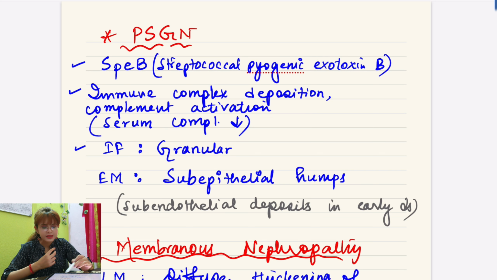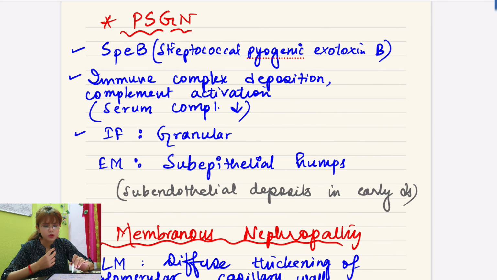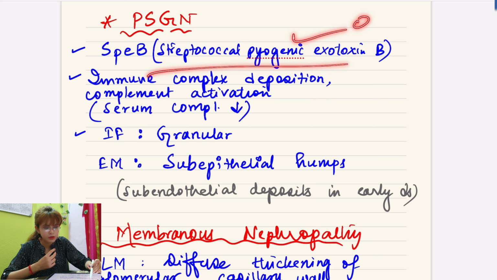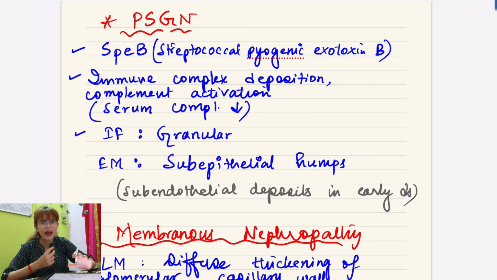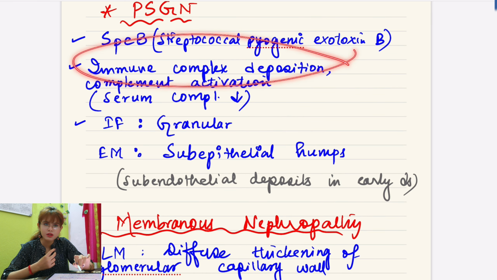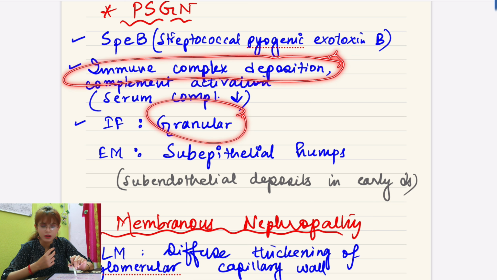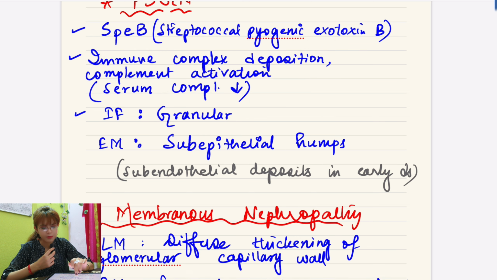Obviously, you know that these are must-remember points. It is because of the antibody which is directed against the streptococcal pyogenic exotoxin B. Important MCQ point. I've highlighted all the important MCQ points here. There's immune complex deposition, and if there is immune complex deposition, what kind of immunofluorescence will you get? Granular, because immune complex deposition is happening here.